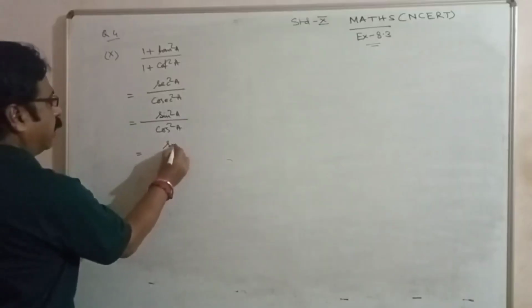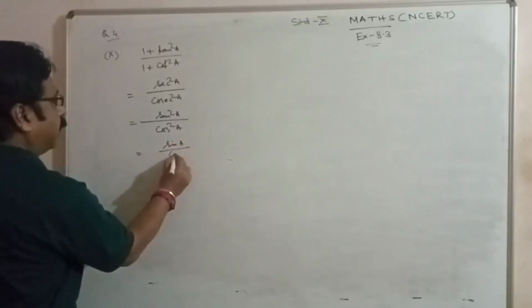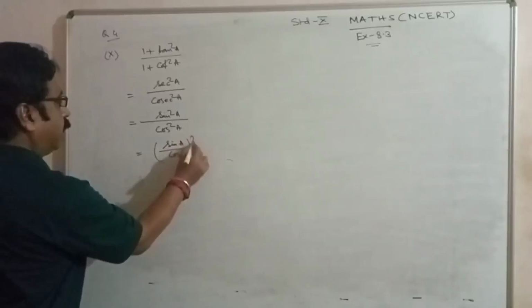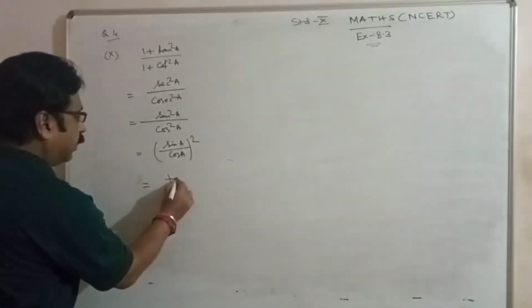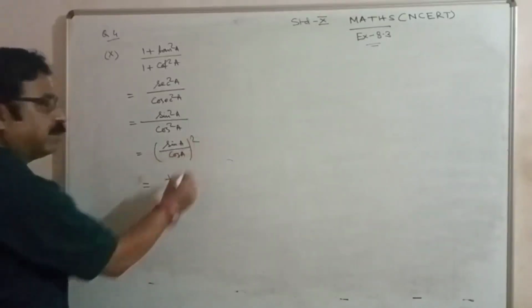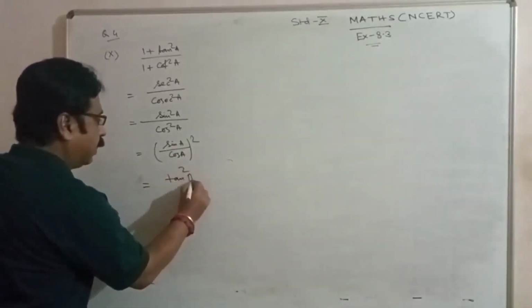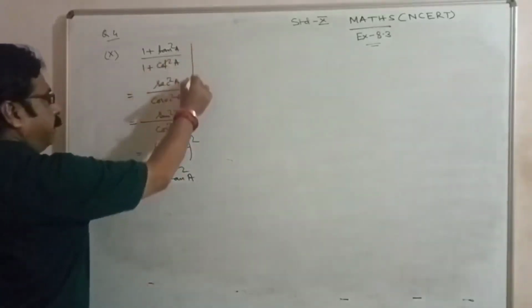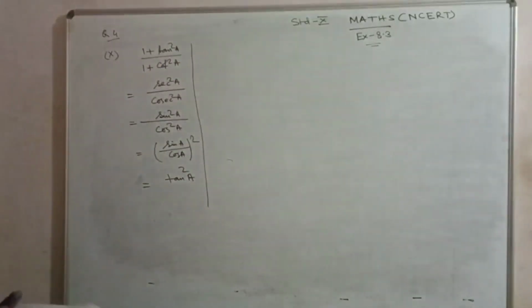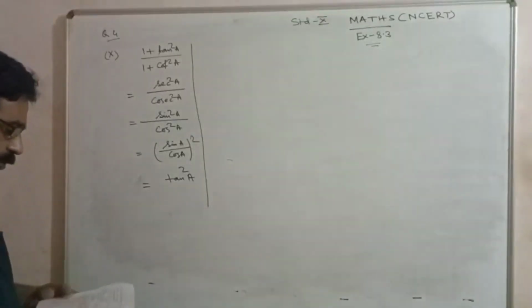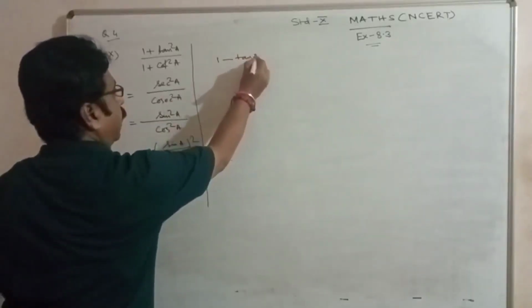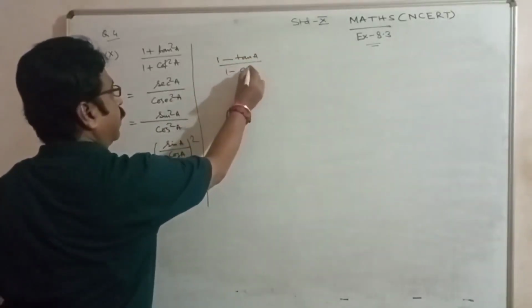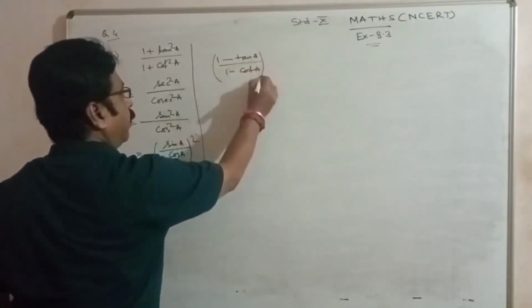That means sin A upon cos A whole square means it will be sin A upon cos A means tan A. Tan A whole square means tan square A. Now 1 minus tan square A, 1 minus tan A upon 1 minus cot A, 1 minus cot A whole square.